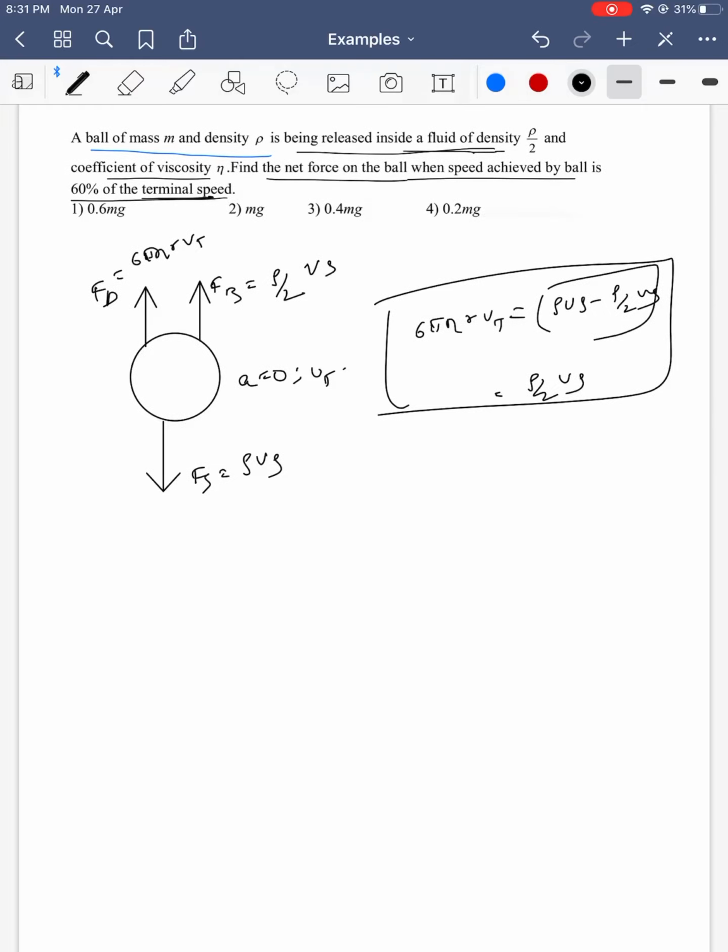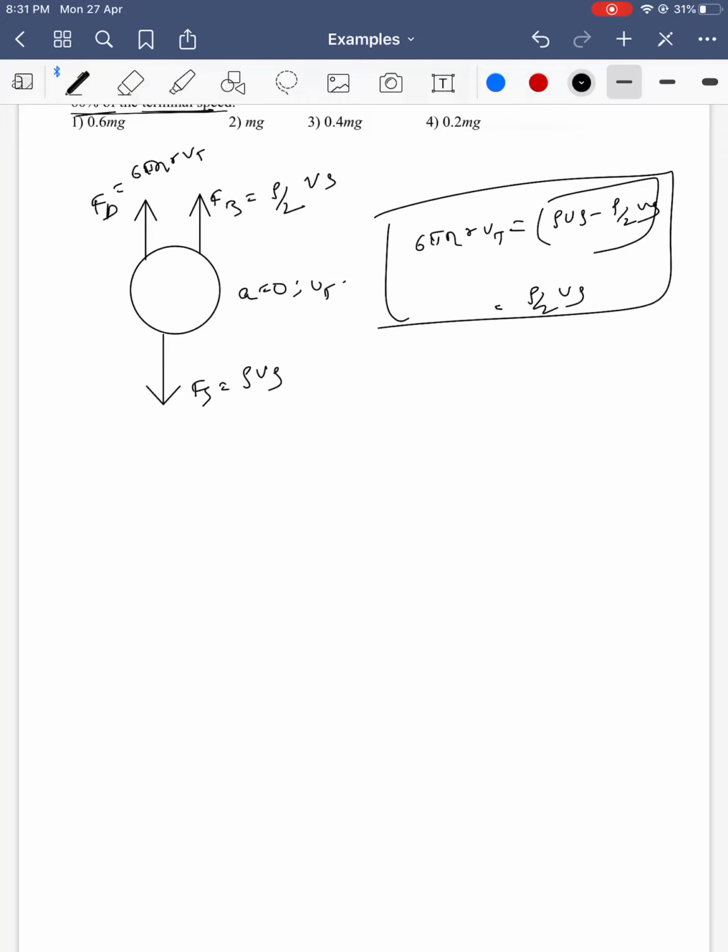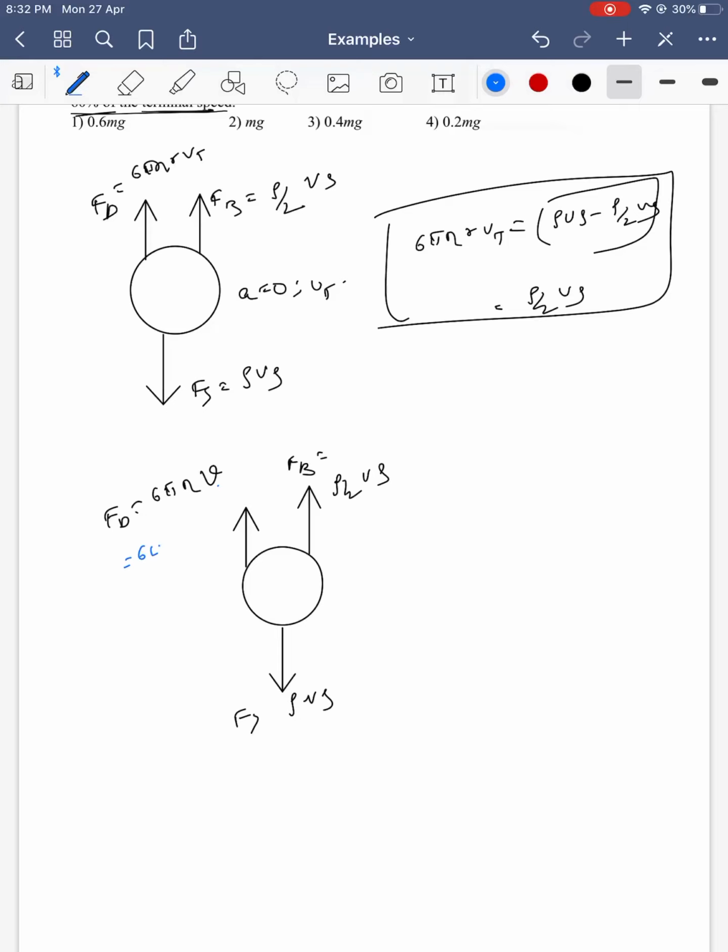Now he is saying when it is at 60% of terminal velocity, draw a free body diagram. There is an upward force and a downward force. Now drag force is equal to 6 pi nu r into v, where v is the velocity here, and buoyancy force is equal to rho by 2 v into g, and rho v g is the gravitational force. Now v is equal to 0.6 into terminal velocity, so drag is 6 pi nu r into 0.6 into v terminal velocity.